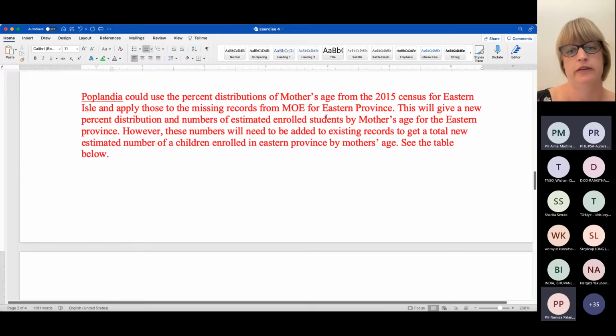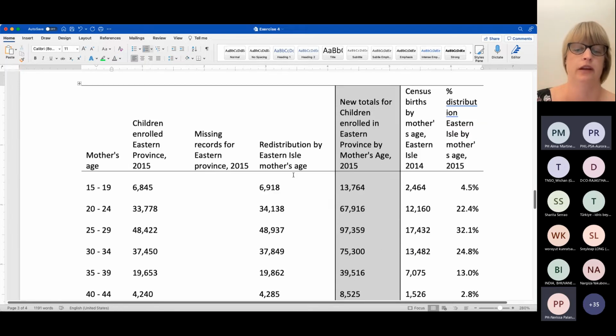So we use the percent distribution of mother's age from the 2015 census for the Eastern Isle, and we just applied that to the missing records from the Ministry of Education. And the only thing is then we just need to add them together by the mother's age. So here is the final fixed table.